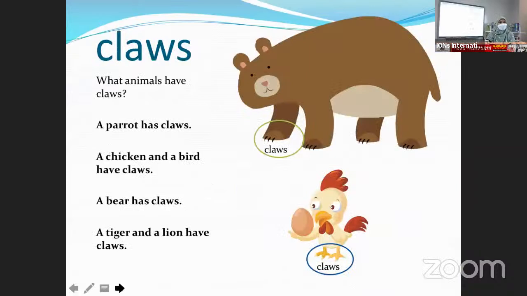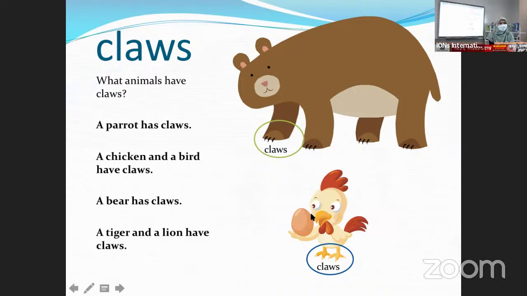The next one is claws. Claws is something that is very sharp and sometimes it's dangerous if it touches our body. So what animals have claws? How about this one? Bear. Yes, bear has claws. It's very sharp. The bear uses it to protect their body if someone wants to hunt the bear. And sometimes bear uses it for climbing on the tree.